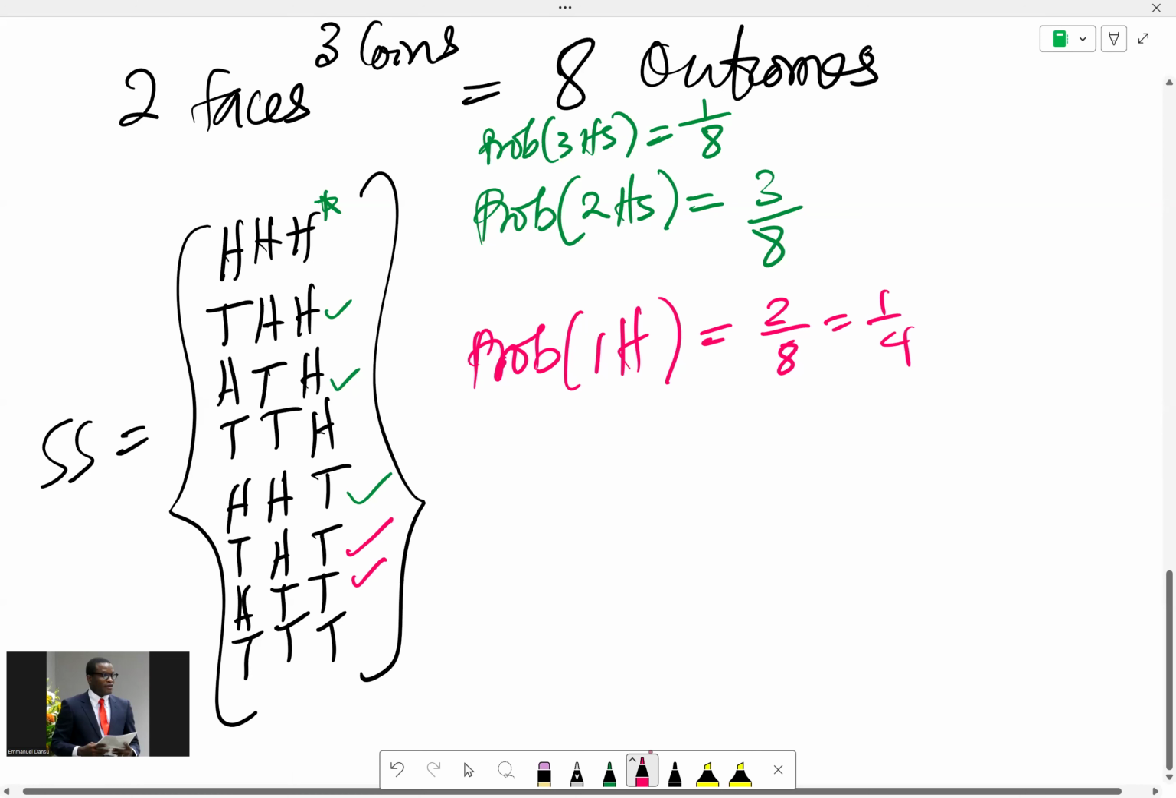Then what about the probability of getting 0 head? Probability 0 head, no head at all. That means all tail. That's the only one case here. That's 1 over 8, like that.